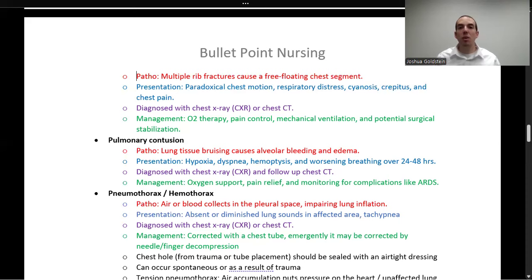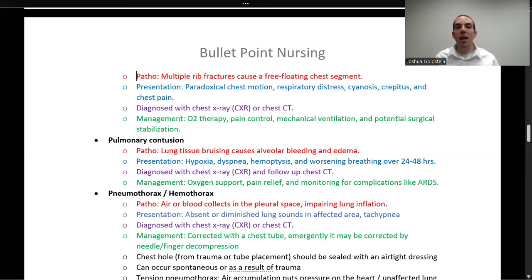Next disease we're going to talk about is pulmonary contusion. Pulmonary contusion is where the lung tissue bruising causes alveolar bleeding and edema. What does that mean? That means that there's damage to the lungs, and now the blood vessels in the lungs are causing some bleeding and some swelling. So there's some bleeding and swelling going on in the lungs.